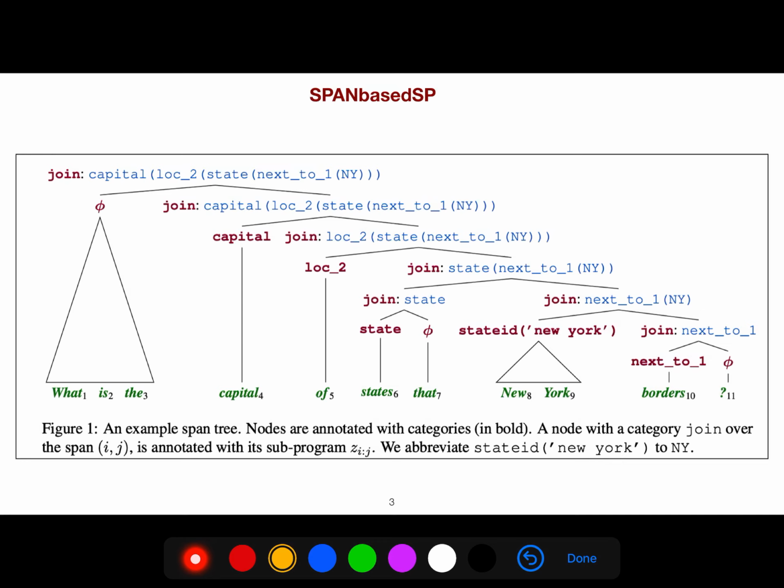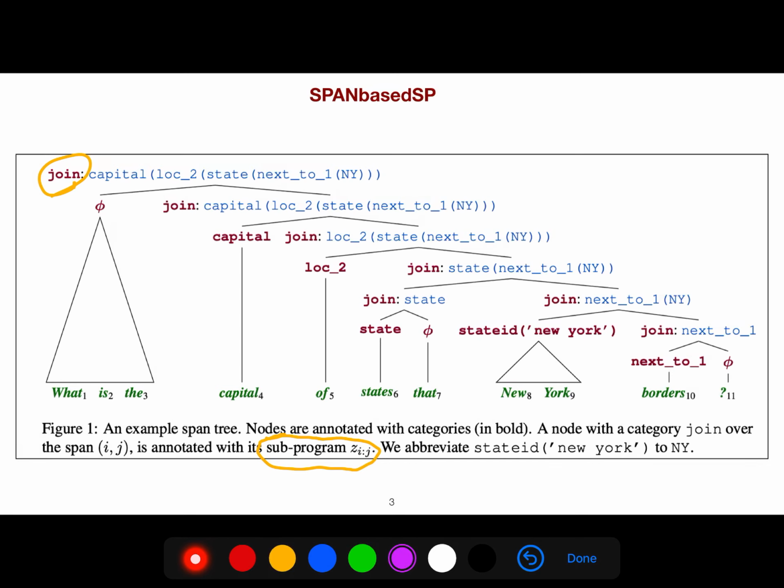Its example is a span tree, and nodes are annotated with categories in bold. So a node with category join here, for example, over any span from I to J, is annotated with the subprogram Z.